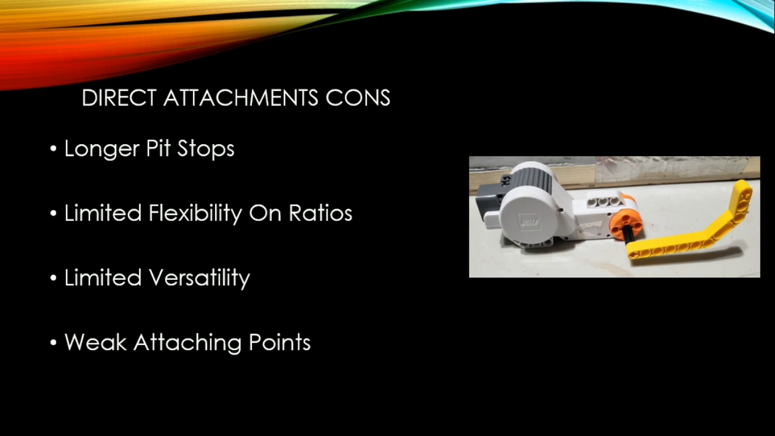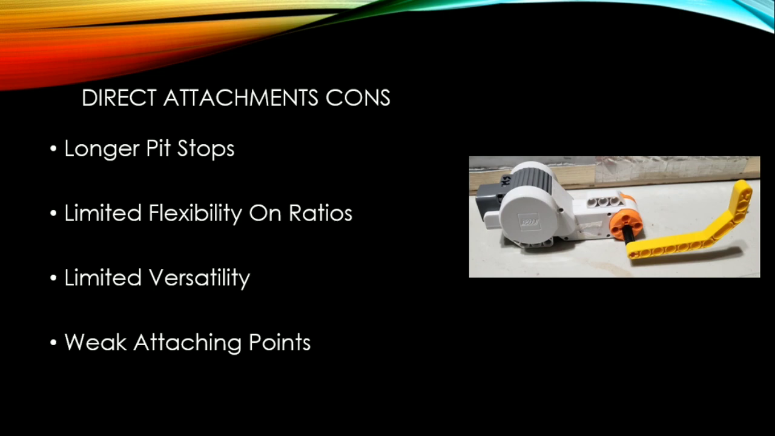Limited versatility. Like I mentioned before, with the modular attachments, you can adjust the position of your attachments around your robot by just building onto the module. With the direct attachments, you're limited to where your motors are placed most of the time. So it gives a little bit less versatility in that sense. You can't adjust the position as well, and if you do want to move the position of your attachment, it's pretty complicated when it's a direct attachment.